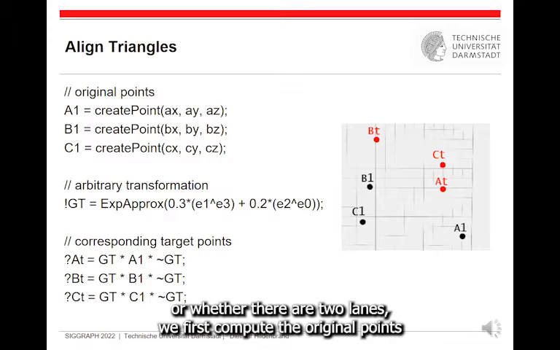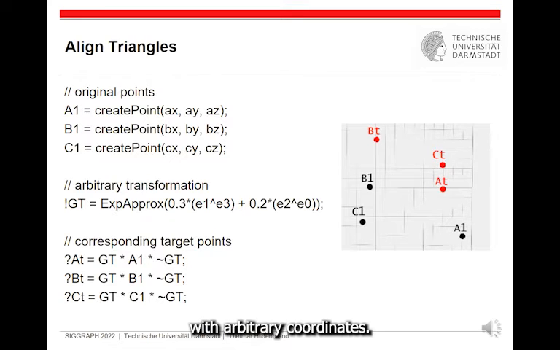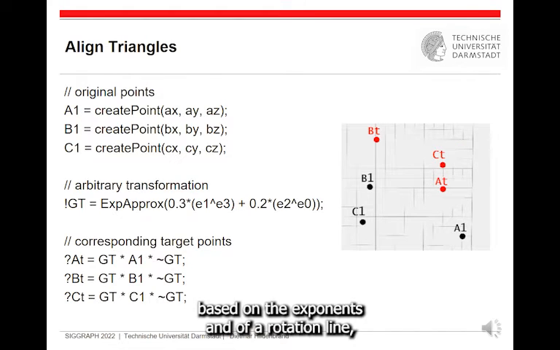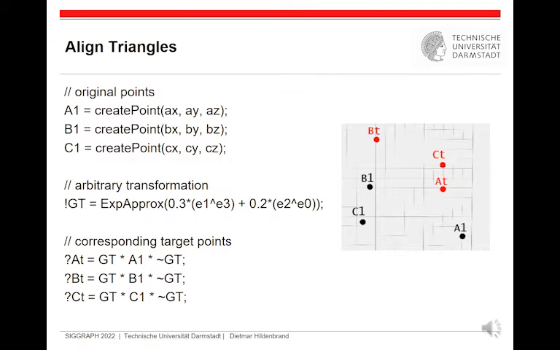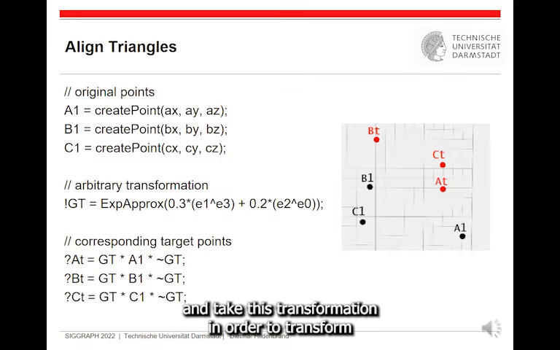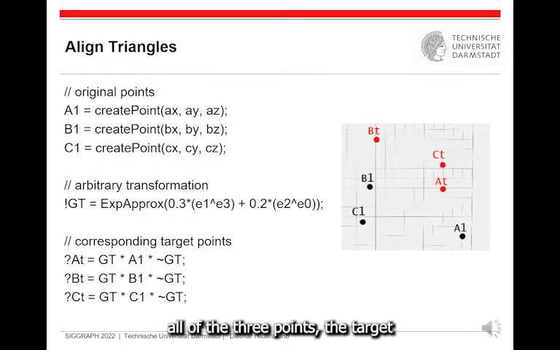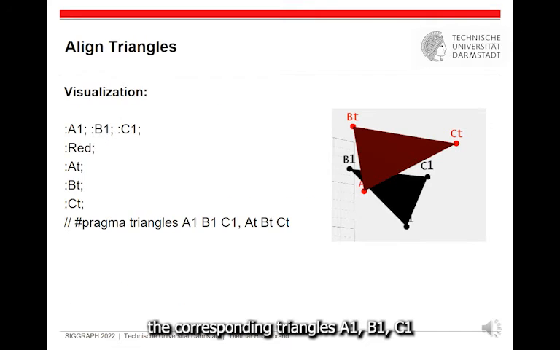We first compute the original points A1, B1, and C1 with arbitrary coordinates. Then, for this example, we compute a rotation based on the exponentiation of a rotation line and take this transformation in order to transform all the 3 points to the target points called AT, BT, and CT. The corresponding triangles A1, B1, C1 and AT, BT, CT can be simply defined for the visualization with a pragma triangles with a list of these 2 triangles.